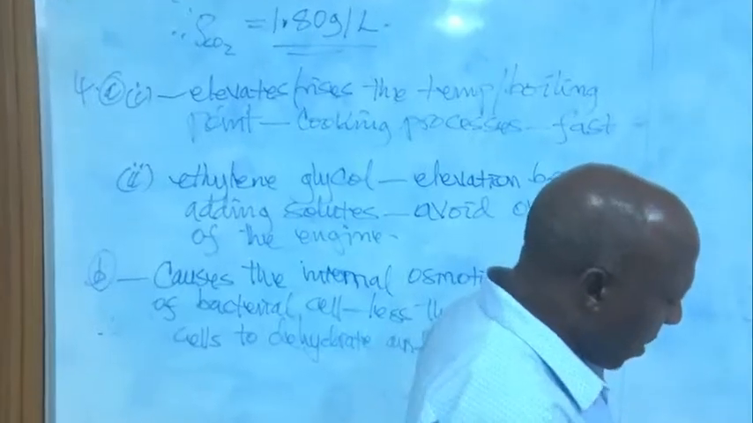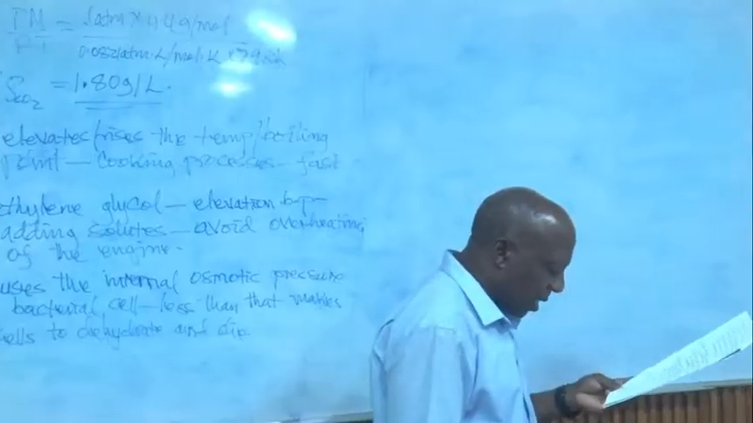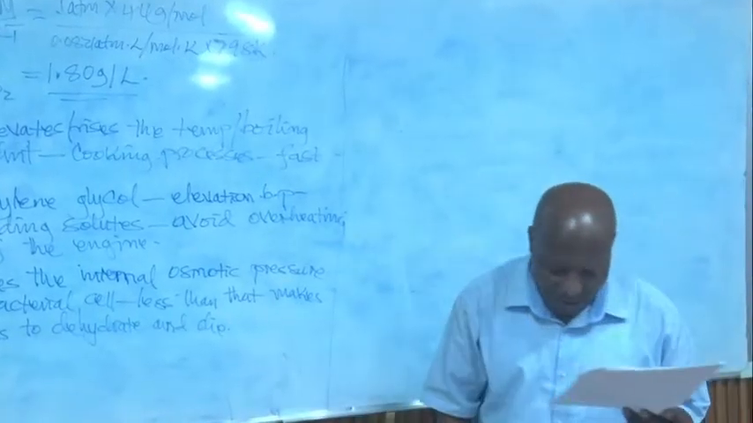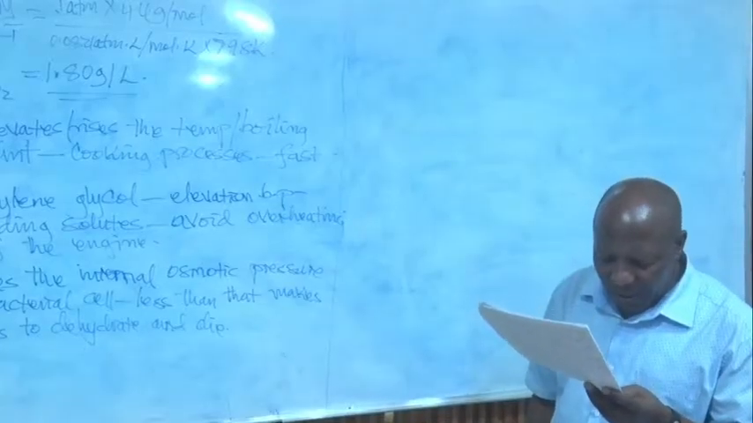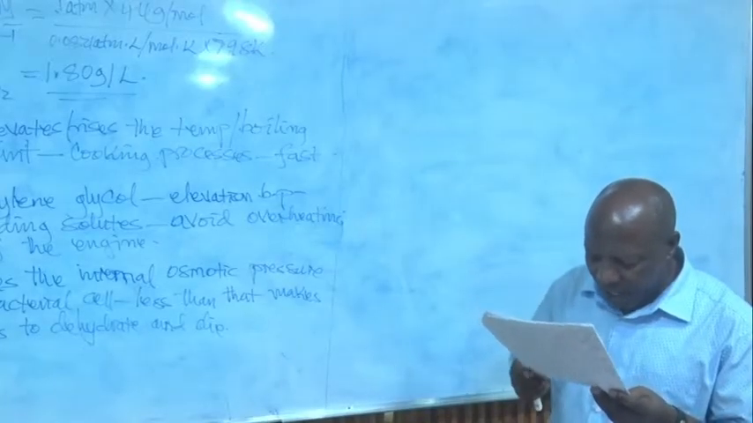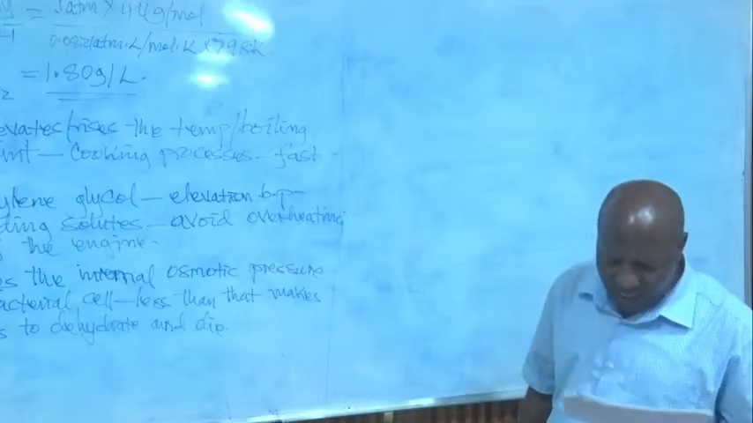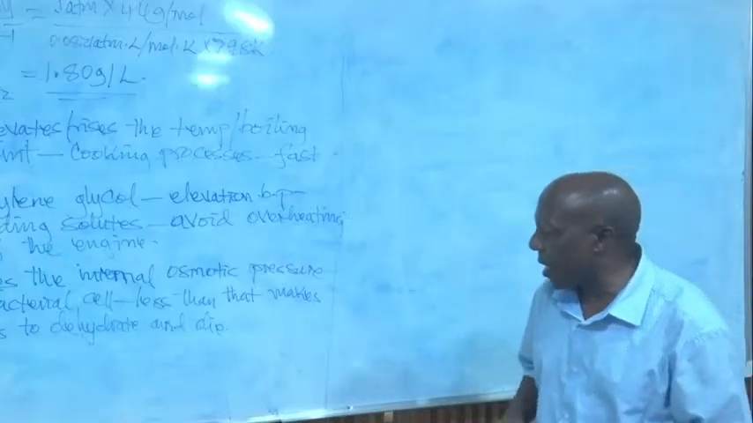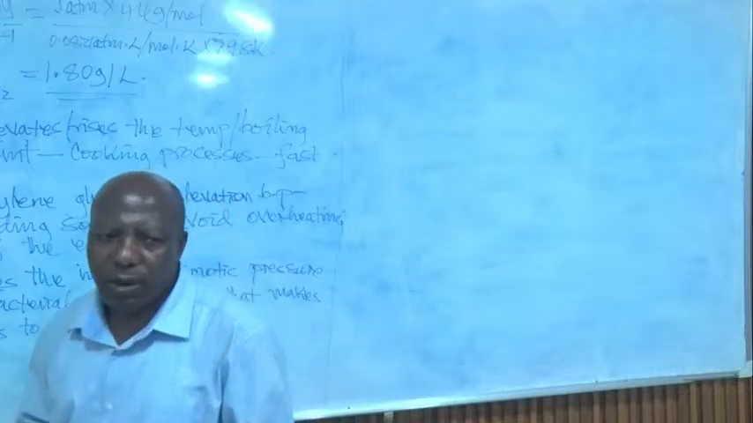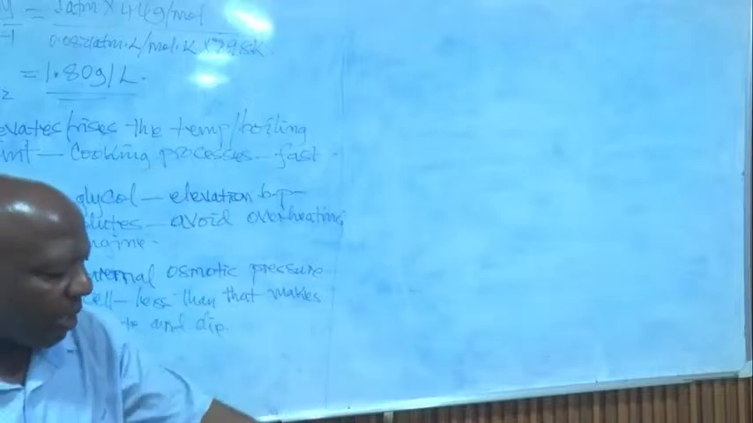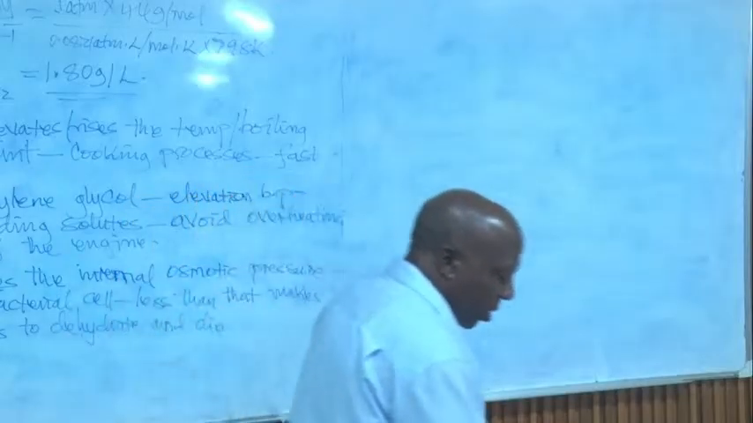Now, question number 4C. If a solution containing 30 grams per liter of organic compound has an experimental osmotic pressure of 0.0124 atmosphere, calculate the molar mass of the compound at 298 Kelvin. Still, we are under the applications of colligative properties, and the colligative property we are applying in this calculation is osmotic pressure.